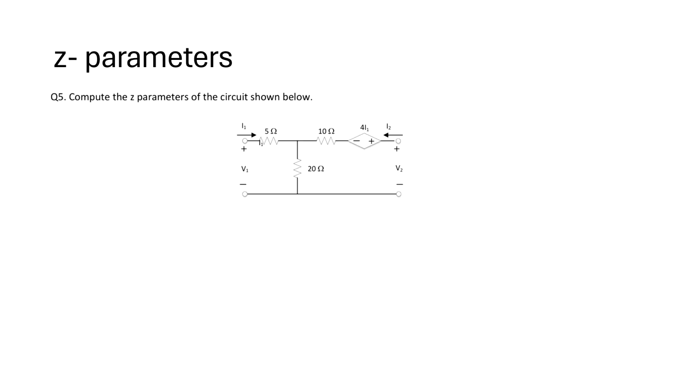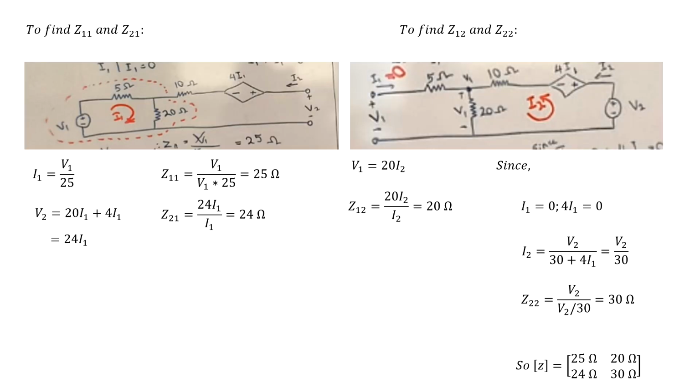Now for the last question, question 5. Compute the Z parameters of the circuit shown below. As we can see here, we have a dependent voltage source for I1. To solve for Z11 and Z21, make sure you apply a voltage source at V1 and open circuit V2. So you solve just like the previous two questions.